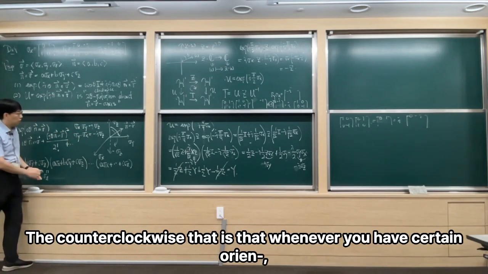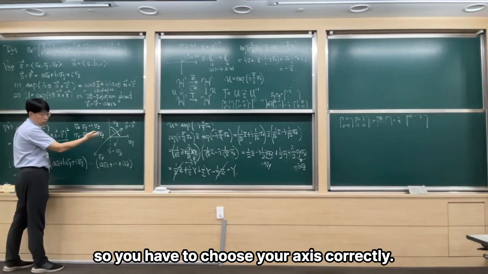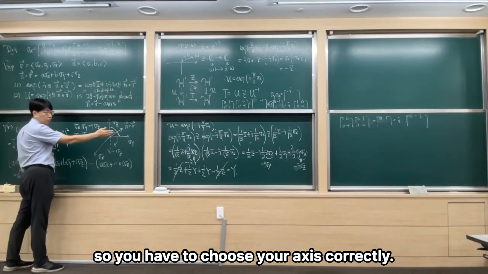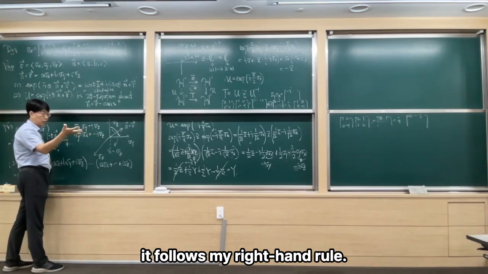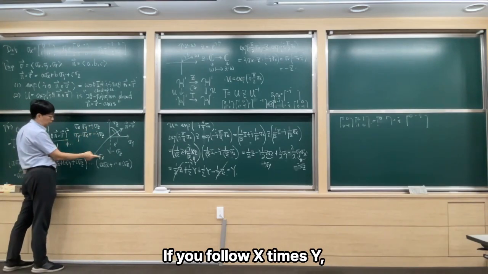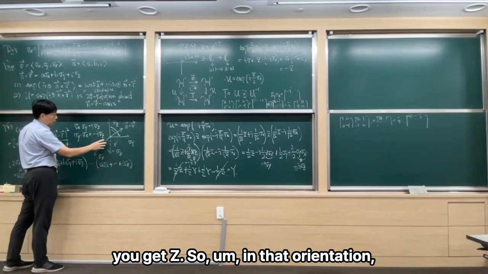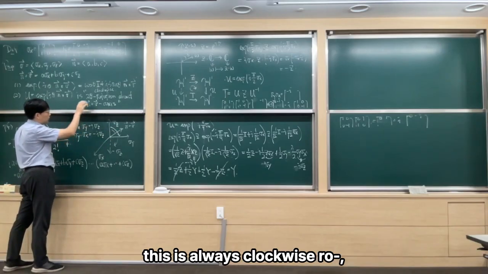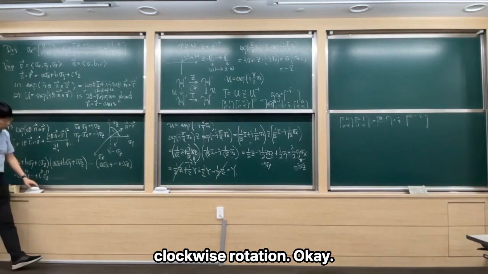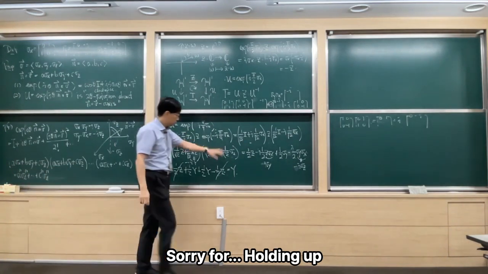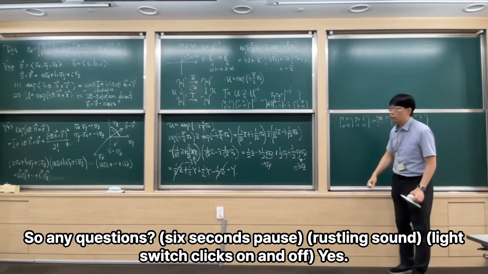So you have to choose your axis correctly. I choose my axis so that it follows the right-hand rule. If you follow x times y, you get z. So in that orientation, this is always a clockwise rotation. Okay. Sorry for holding up lots of time here. So any questions?